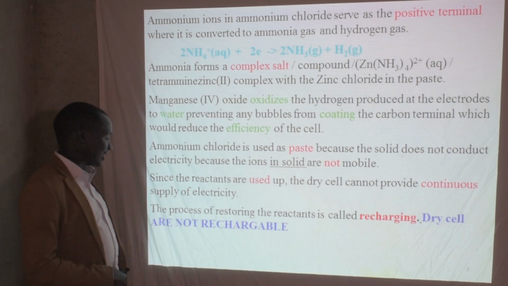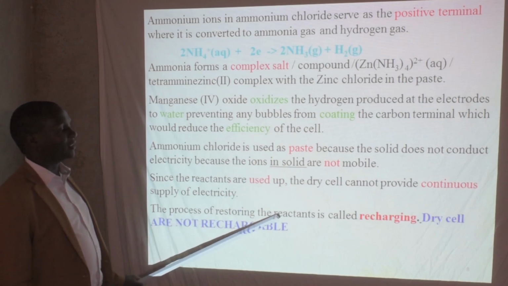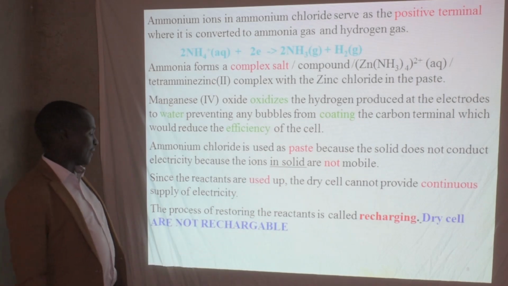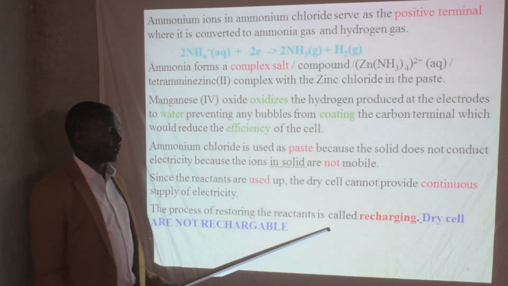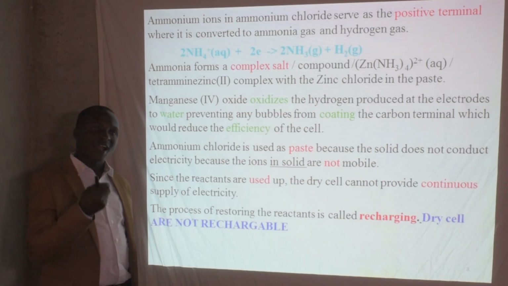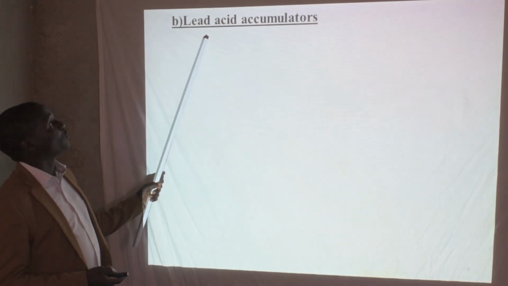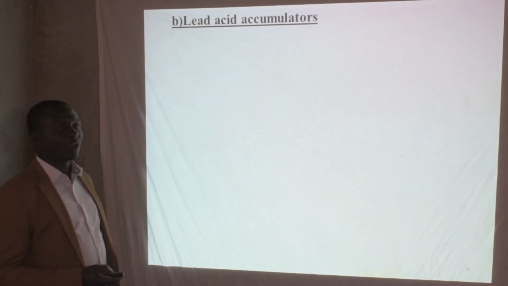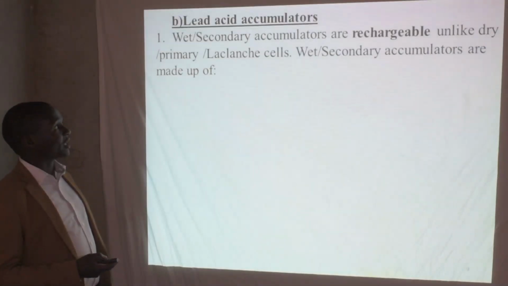Now, from this information, it is evident that this cell is not rechargeable. So it's non-rechargeable. The dry cell is non-rechargeable. So somebody thought of coming up with something which can be recharged. Now, what is that? This leads us to what you call the lead acid accumulator. What is this lead acid accumulator? It is the normal battery that you use, even in cars, even at home, and others. So that is the lead acid accumulator.